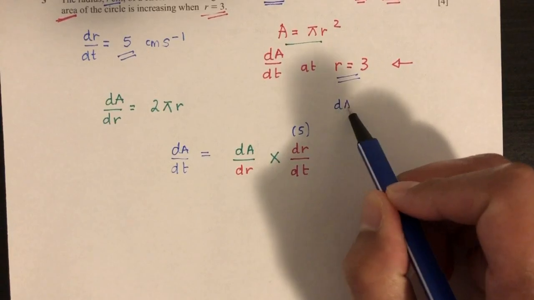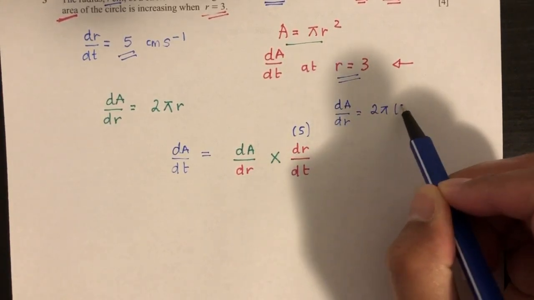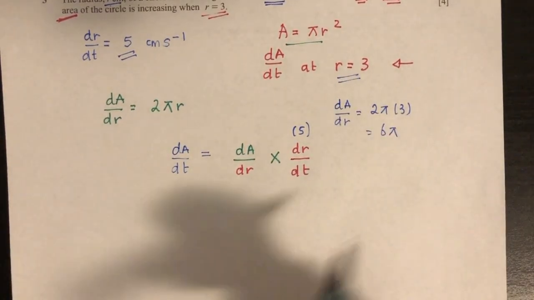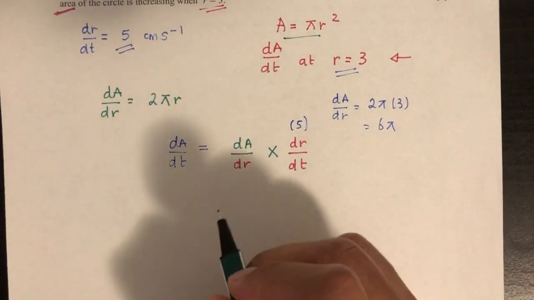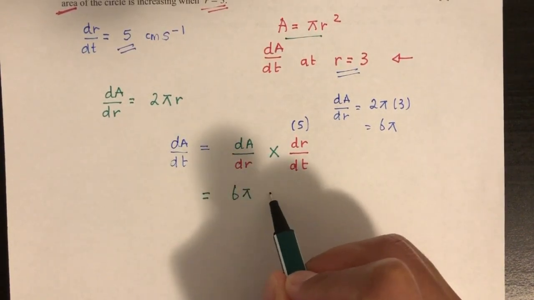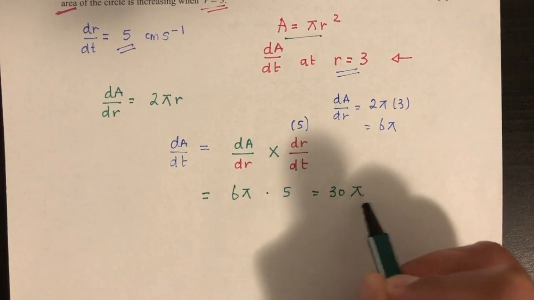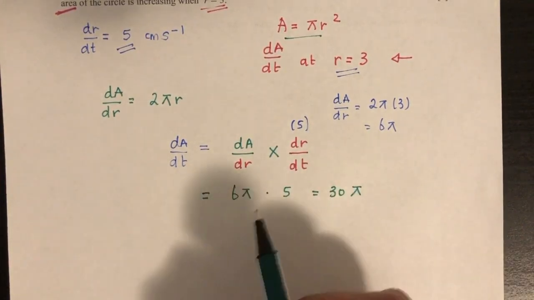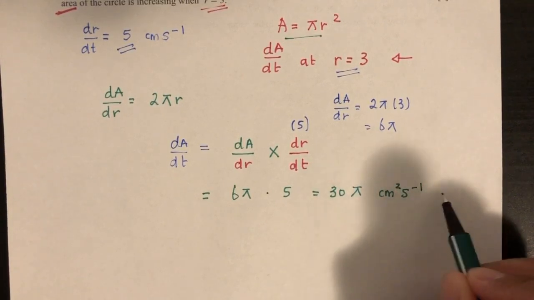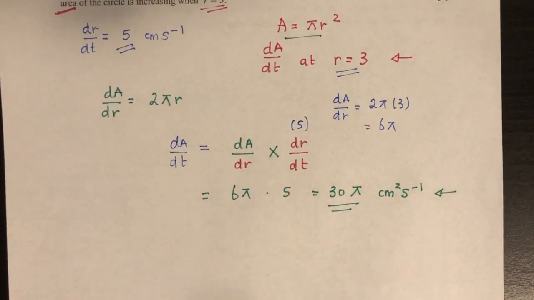So dA by dr, that will be 2 pi, r is 3, that will be 6 pi. Now replace back in the function here, you will have dA by dt, that will be 6 pi times 5, which will be 30 pi, and the unit will be area, which is centimeter square per second. Okay, that is your answer for question number 3.